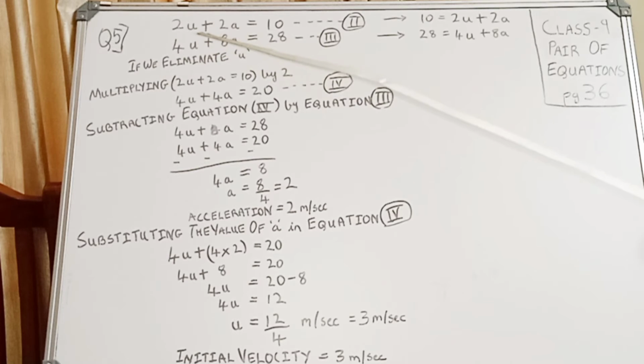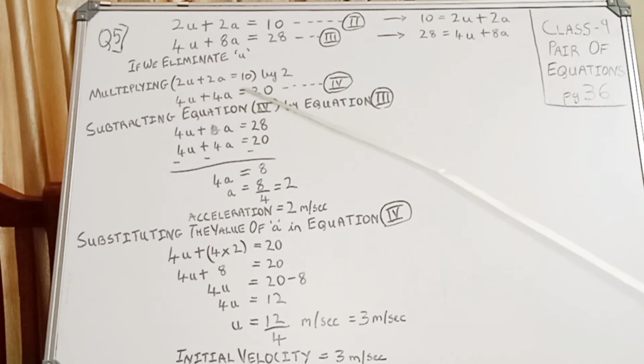If you multiply this by 2, this will become 4u, and in this way you can eliminate u. But you have to multiply the whole equation by 2. So this will get 4u, this will be 4a, and this will get 20. That is what we have done over here. To eliminate u, we have to multiply equation number 2 by 2.